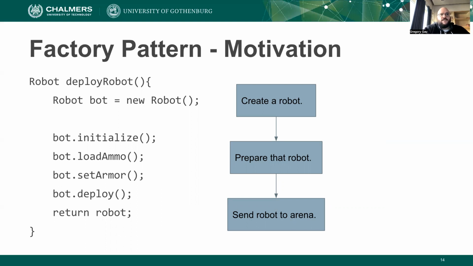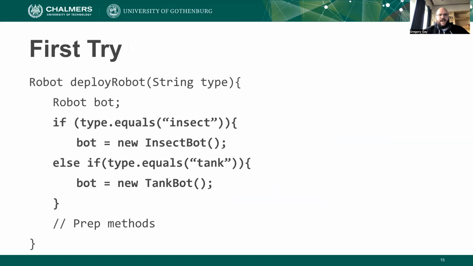Now, there's something that's missing here, which is deciding on our type of robot. As a first stab at this, we can add an argument for setting the robot type and use conditional statements to filter and instantiate the right type. Every type has to follow the robot interface and implement these preparation methods from our last slide, the load ammo, set armor, and so on.